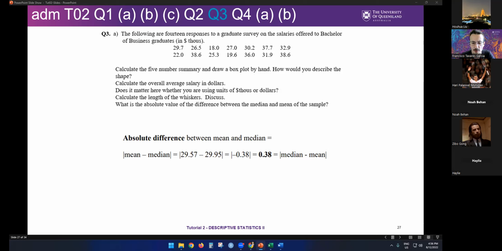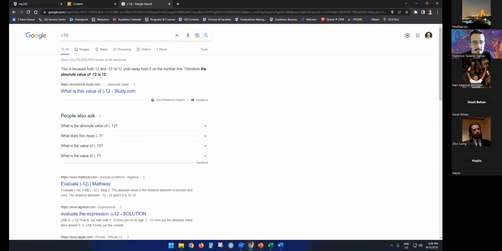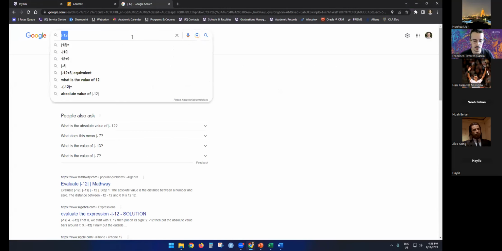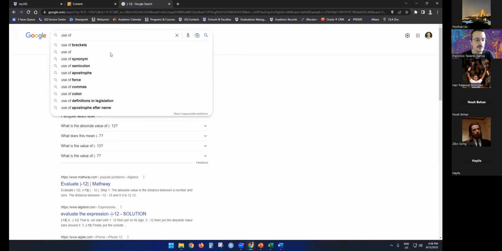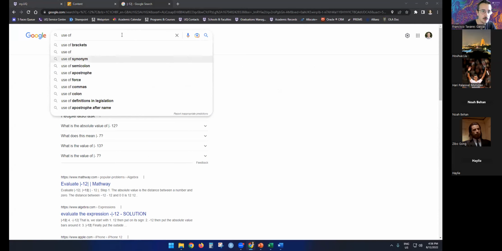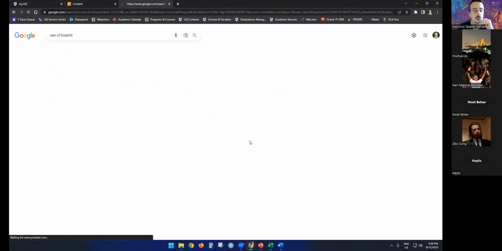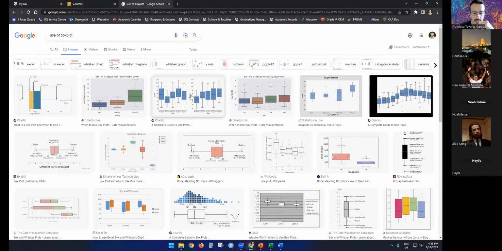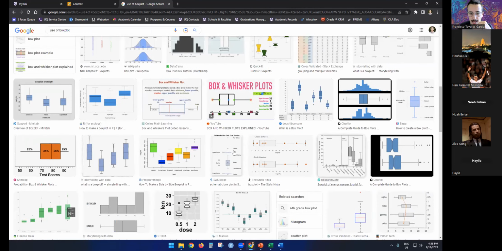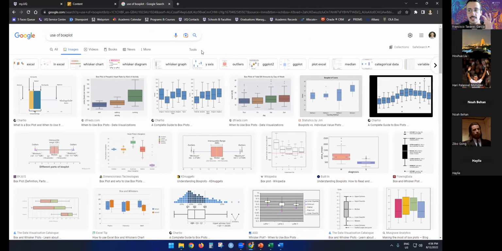Sometimes you might not have seen it, but you see things like use of box plot. Let's go to images. Look at those things there. I've done some analysis in further statistics where we use a little bit of it. It's pretty good. It gives you a quick image for you to have an idea about what type of data you're dealing with. Okay.